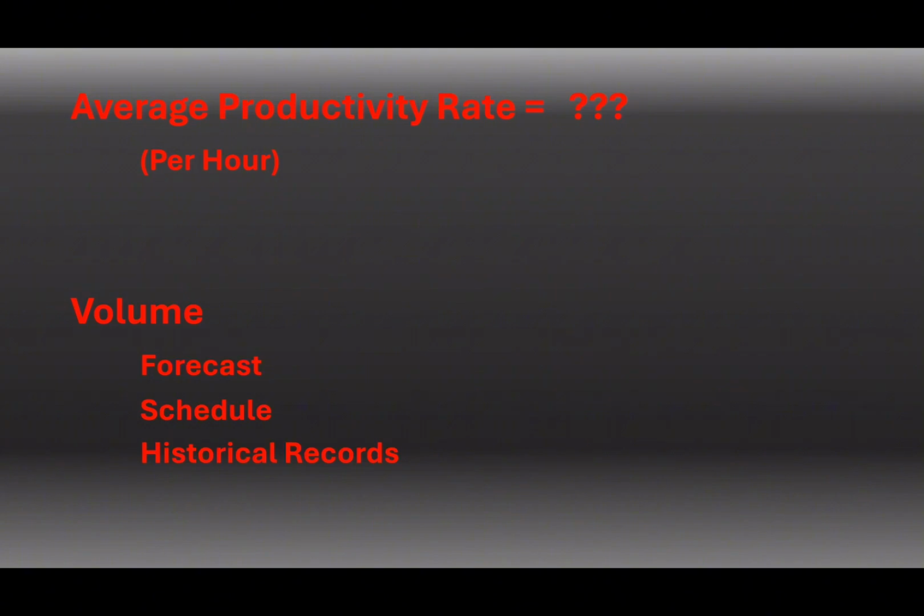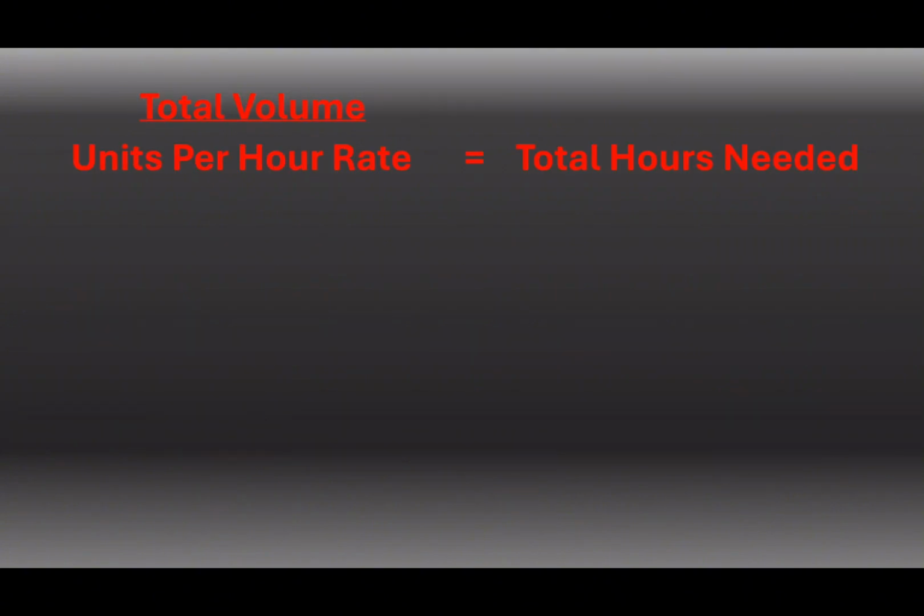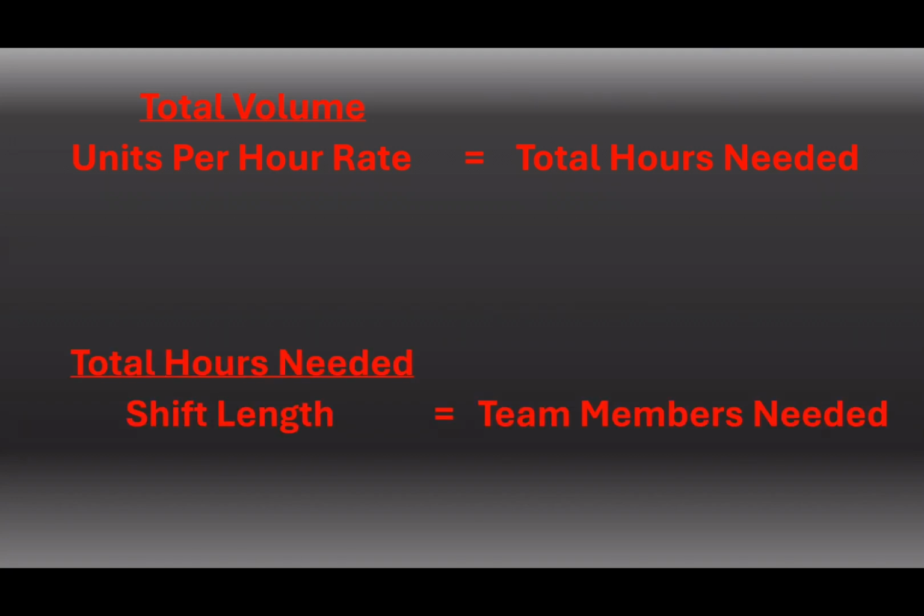There are two different equations necessary for labor planning. The first equation is total volume divided by units per hour rate to get your total hours needed. This tells you how many hours you need to complete the workload. The second equation takes the total hours needed, divides it by your normal shift length. This equation tells you how many team members are needed to complete this work. The goal here is to make the end calculation match for both equations or at least be close. In the event that they don't match or they're not even close, we will explore some options later in the video on how you can handle that situation.